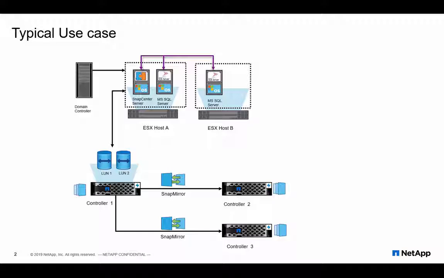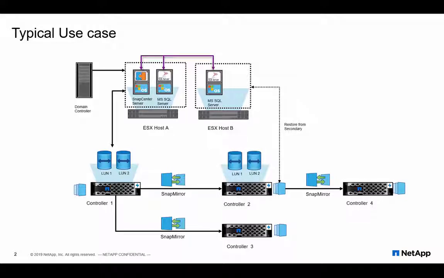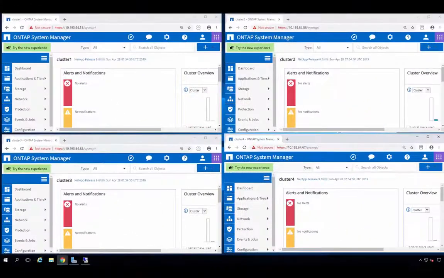In this demo, we will first set up SnapMirror relationship between primary controller and multiple secondary controllers, then cascade SnapMirror relationship to a tertiary controller. Finally, using SnapCenter, we will restore the database to alternate SQL host using snapshot from secondary controller.